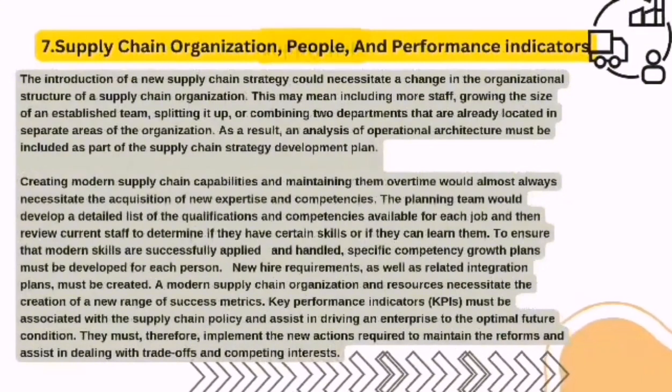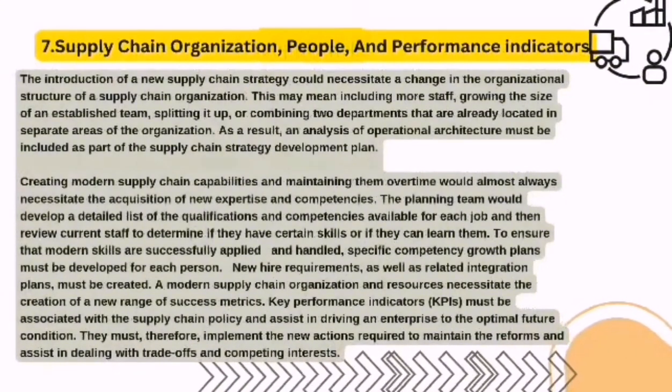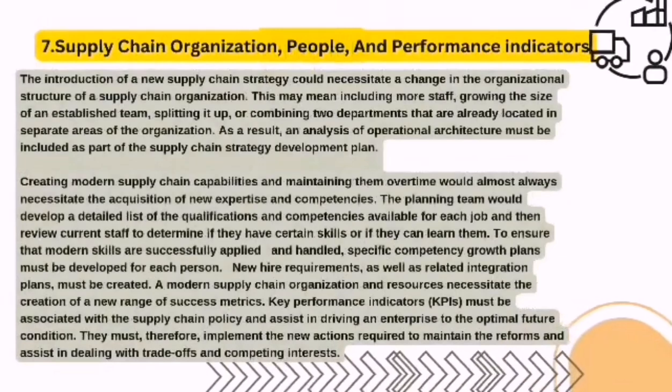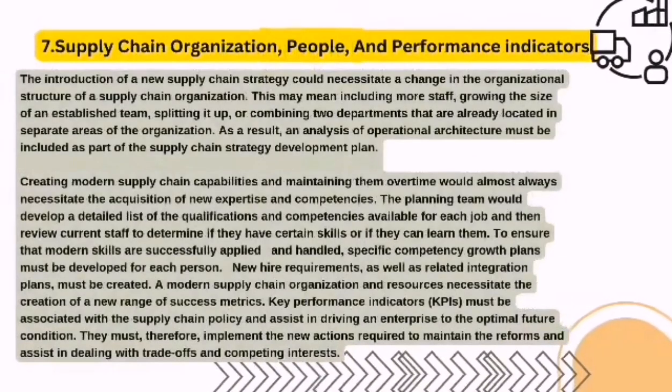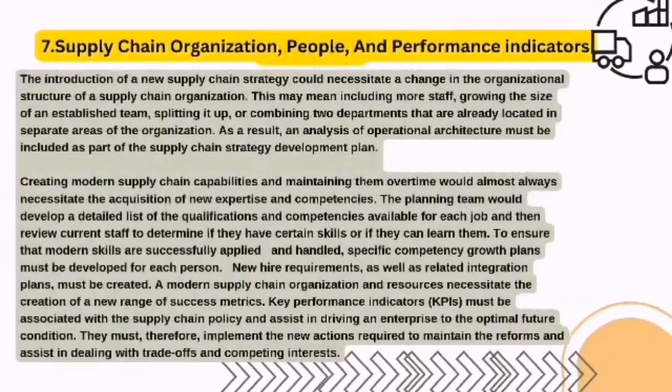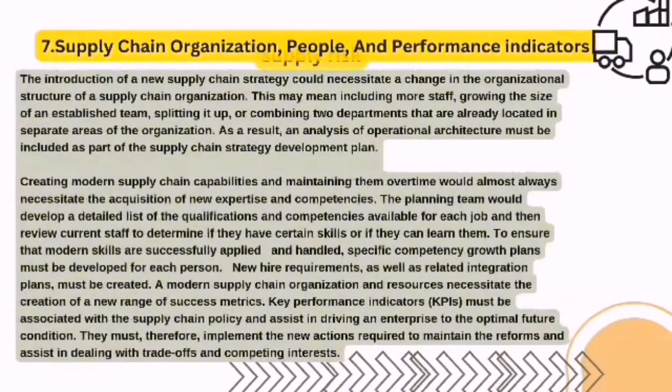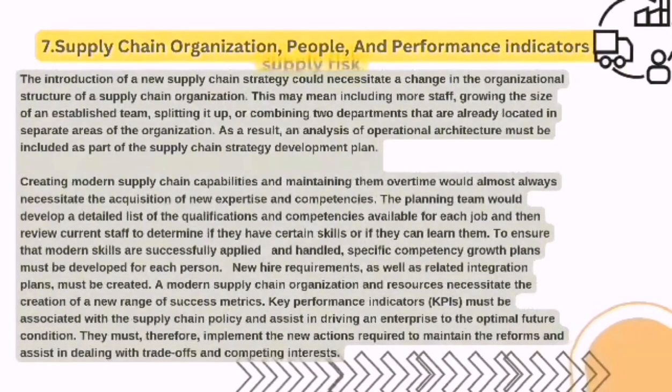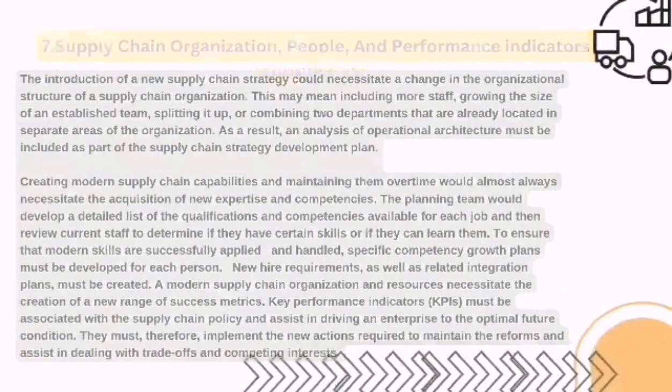Performance indicators in supply chains are metrics used to measure efficiency, effectiveness, and responsiveness. Common supply chain indicators include order accuracy, lead time, inventory turnovers, supplier performance, and cost of goods sold.